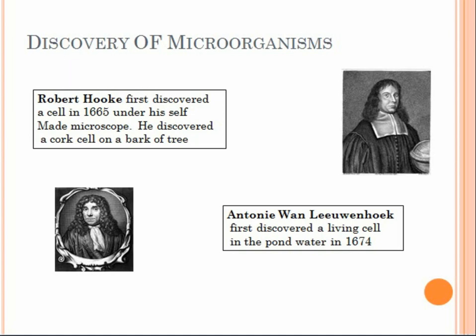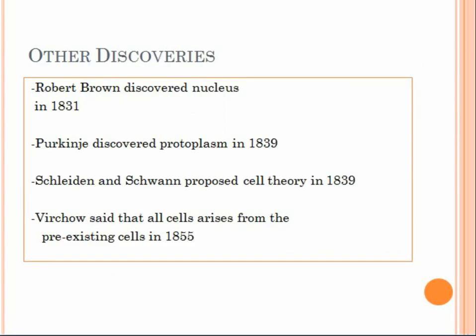in 1674. So, whatever we are going to study in this whole chapter, all the parts, I think you should note it so that you could learn this before your examinations easily. Next, we have the other discoveries. Robert Brown discovered the nucleus. Now what is the nucleus? The nucleus, you can say, is the king of the cell that lets the other organelles work properly.